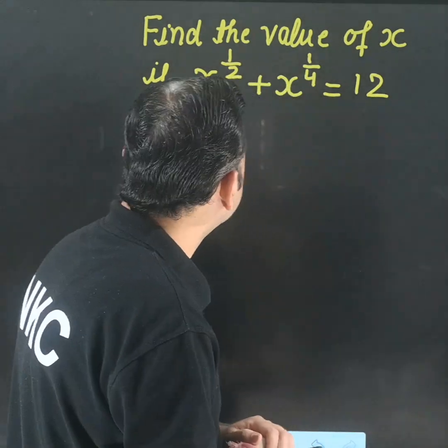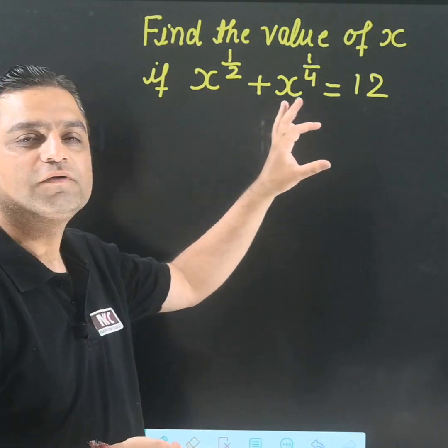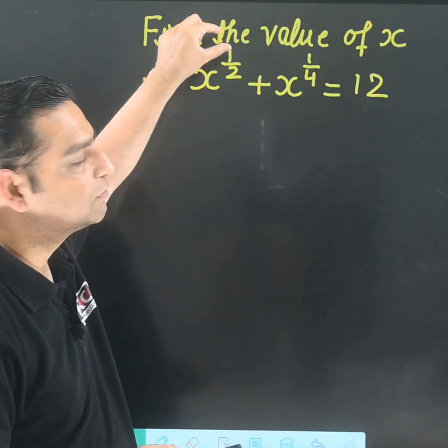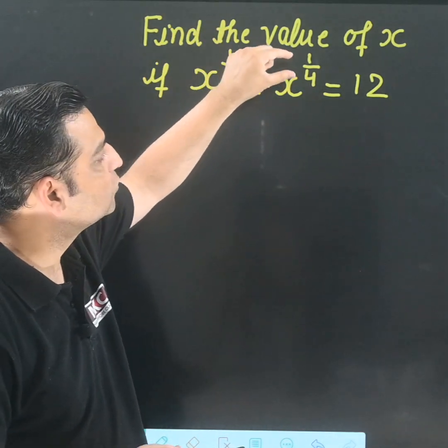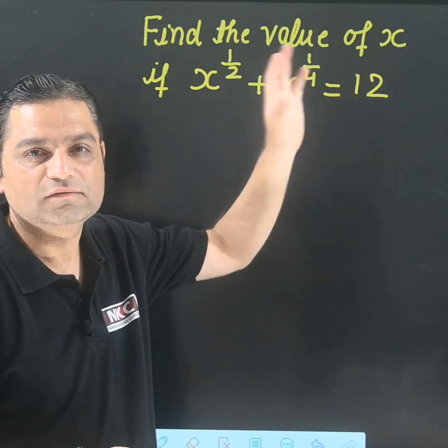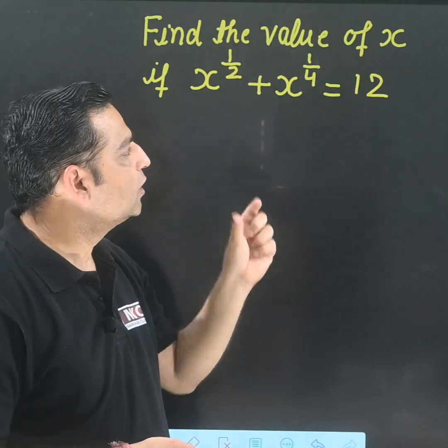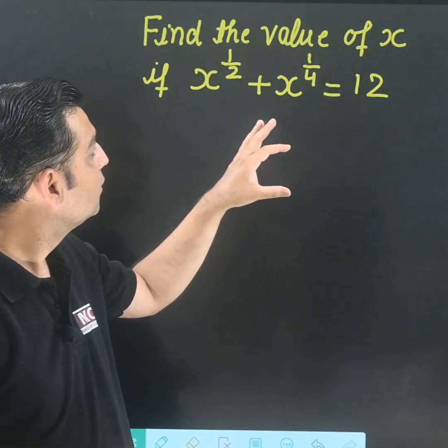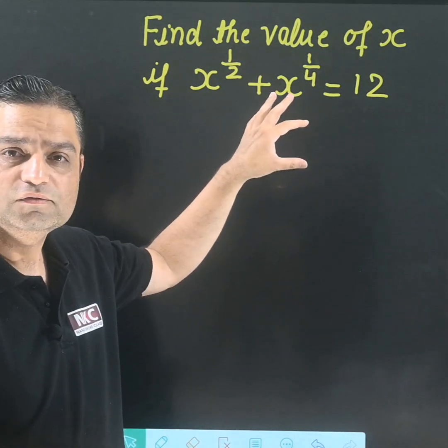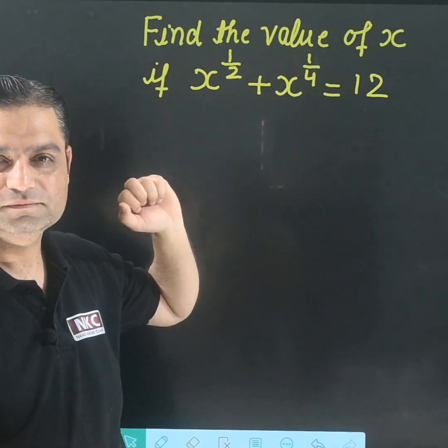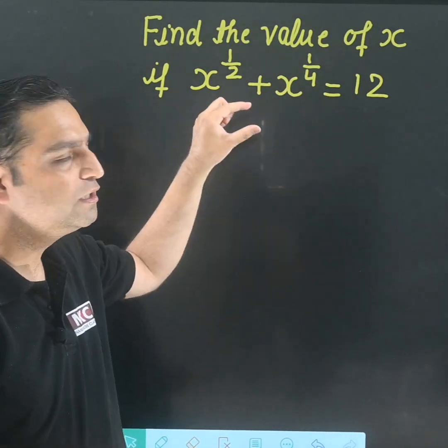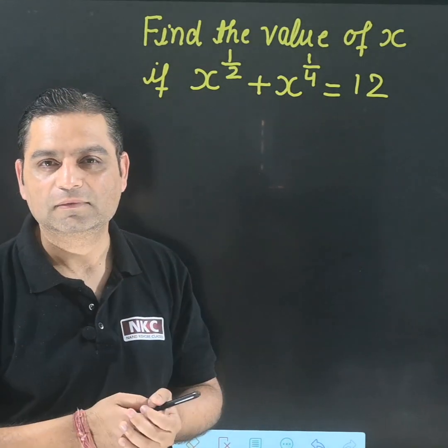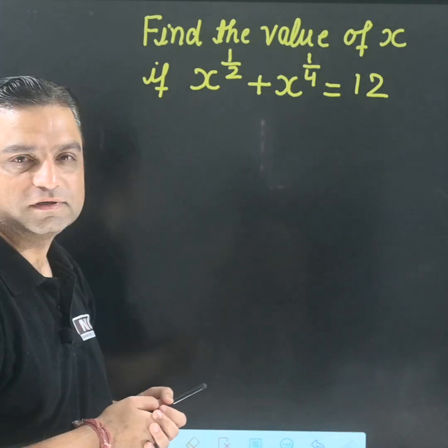Today's lecture is going to be very interesting. We need to find the value of x, and this is the situation given. x to the power 1/2 plus x to the power 1/4 is equal to 12. We are to solve it step by step using a proper approach. Usually students get confused how to proceed in this type of question. But we are going to do a very simple step using which this question will become very easy. Let's have a look how we should proceed.